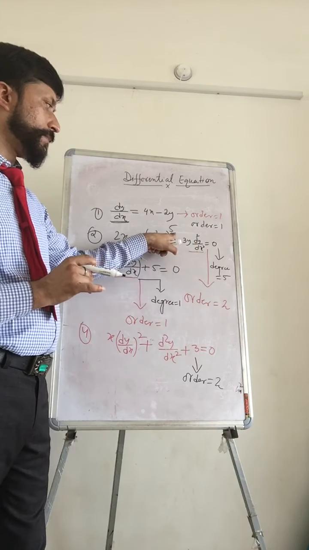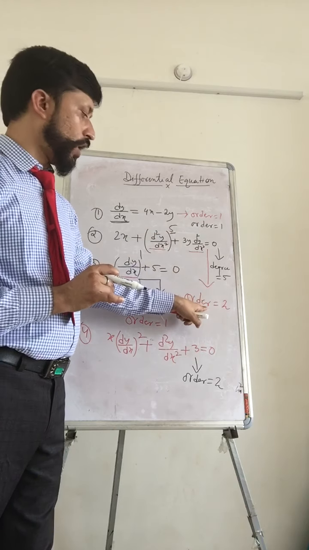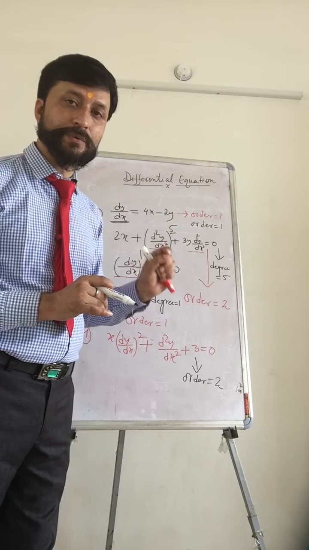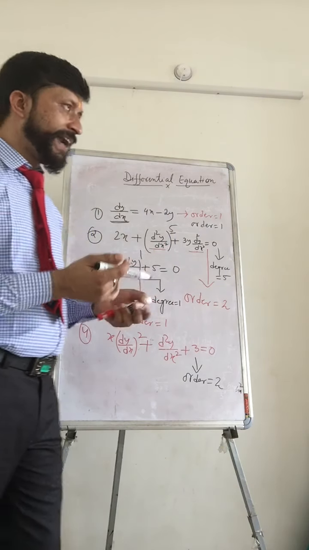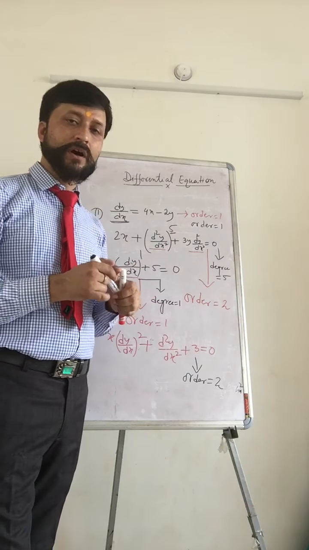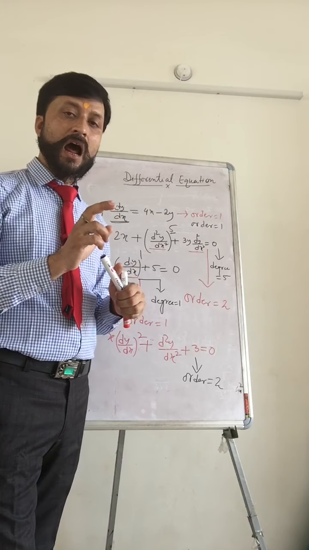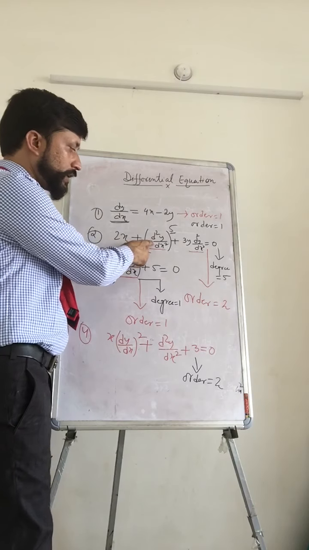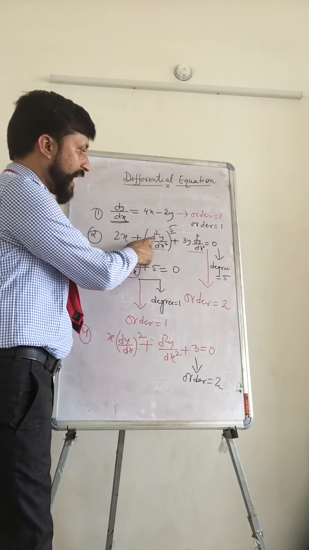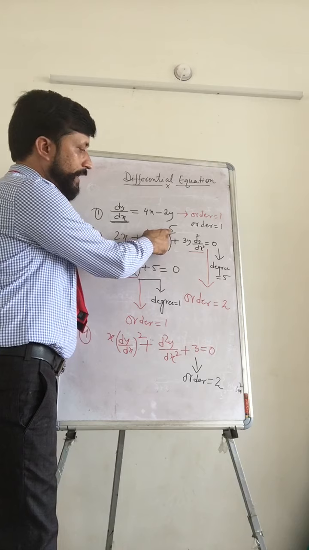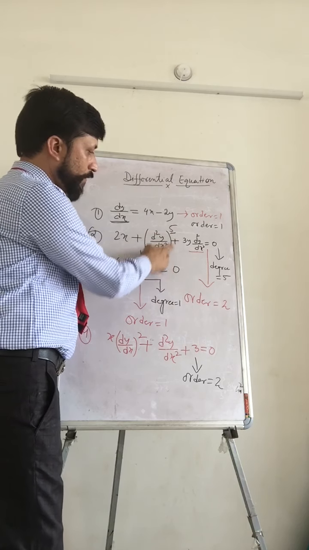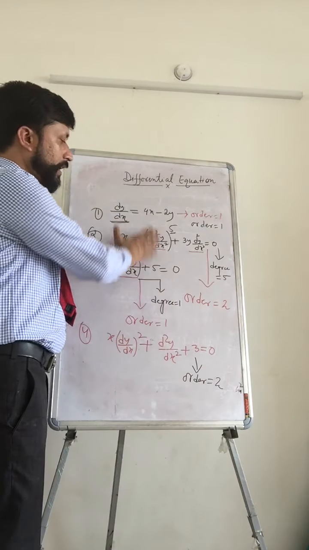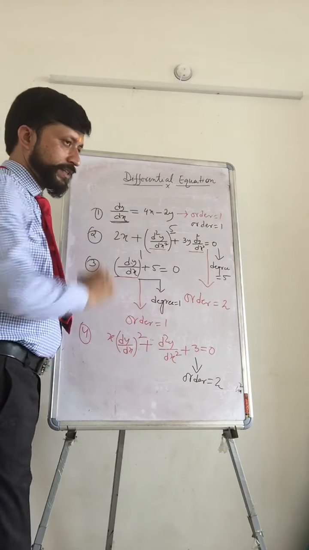We don't consider the power when we are finding order. We consider only the order of the differential equation. And while finding degree, we observe both the order and the power of the highest order. Here, see, the order is 2, the highest order is 2 and its power is 5. So here the degree of this is 5. So in this way we write the degree and order of a differential equation.